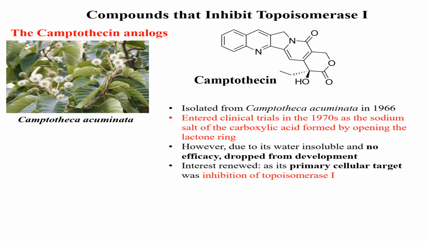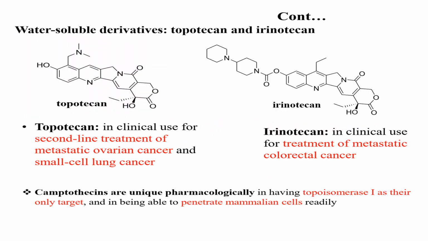However, later on they developed semisynthetic analogs from this camptothecin so as to produce anti-cancer analogs. So interest was renewed, as a primary cellular target was inhibition of topoisomerase I, and these two drugs, topotecan and irinotecan, are water-soluble derivatives from camptothecin. This topotecan is in clinical use for second-line treatment of metastatic ovarian cancer and small cell lung cancer, as well as irinotecan is in clinical use for the treatment of metastatic colorectal cancer.